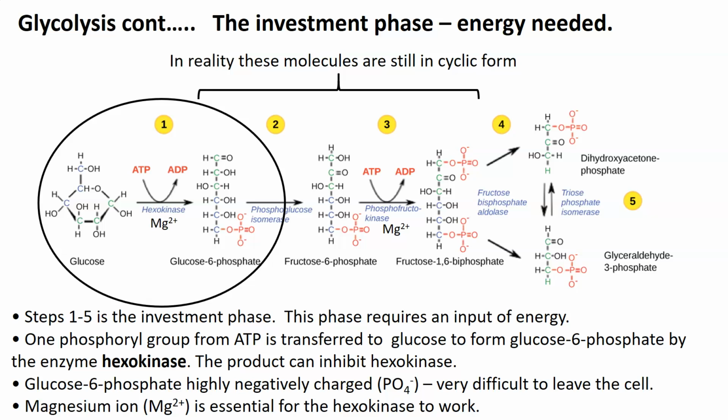inside the cell. Now, we have special channels on the membrane, glucose channels that allow glucose to enter and also leave the cell. We want glucose to remain in the cell. So by adding a phosphate group, not only are you destabilizing the glucose molecule, but you're also preventing its loss from the cell. So the whole process requires magnesium. Magnesium is required for hexokinase. It's a cofactor.